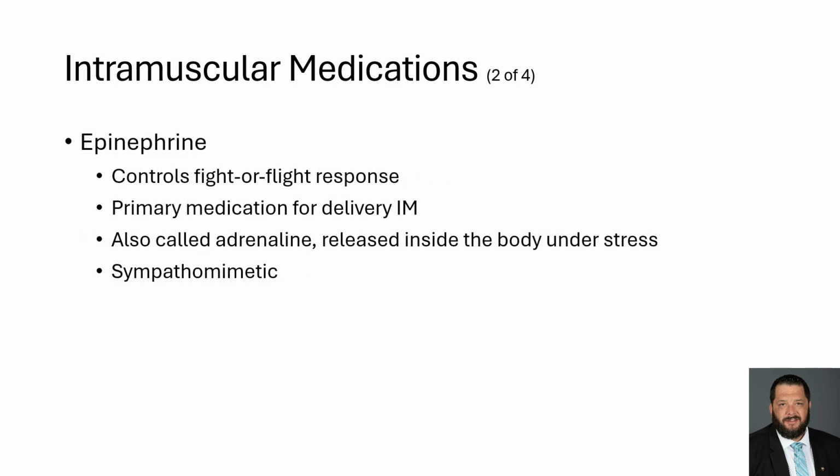One of the main medications that you'll be giving, oftentimes as an auto-injector device, is epinephrine given intramuscularly. Epinephrine controls the fight or flight response, and it's the primary medication that we give at the EMT level, pre-hospital, intramuscularly. It may also be called by other names such as adrenaline, and it belongs to a class of medications called sympathomimetics, or sympathetic nervous system mimicking drugs.